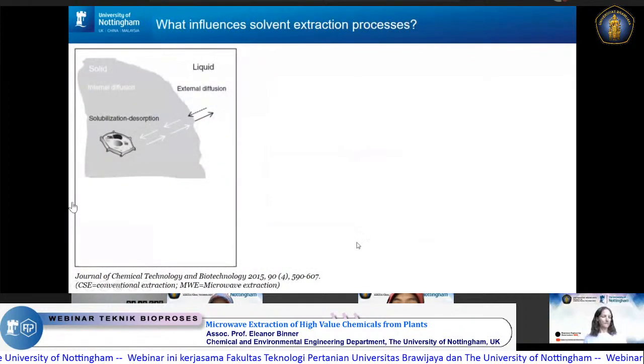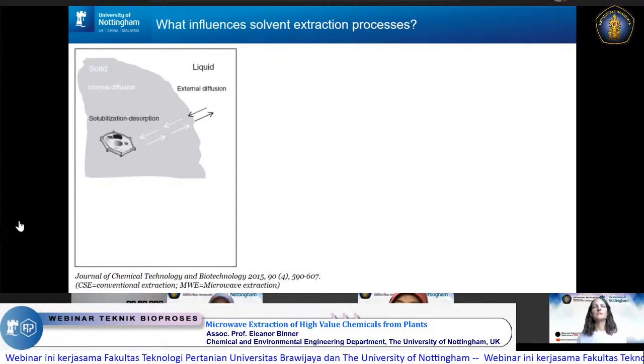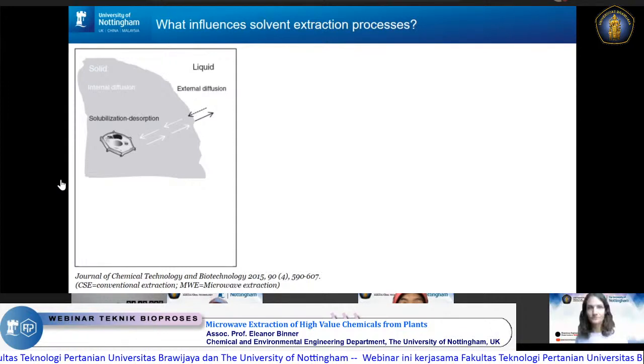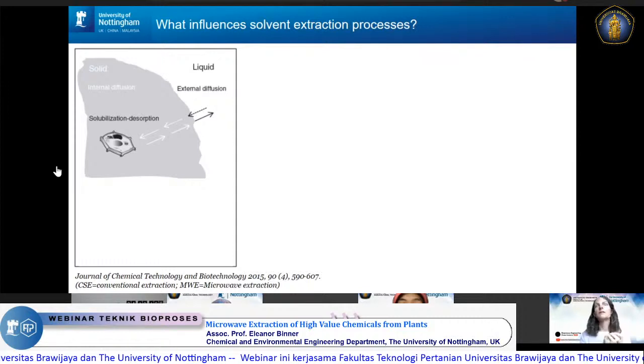So I'm going to go back to some fundamentals of solvent extraction. So forget we're using a microwave. I think you all understand what solvent extraction is. We're putting a solid material, which is in many cases some type of agricultural waste, into a solvent, and we're hoping to extract a valuable compound. The compound could be inside the cell, so something like polyphenols, or it could be in the cell wall, something like pectin. Okay, and the basic principle of this is that the solvent, the liquid, has to diffuse up to the surface of the solid.